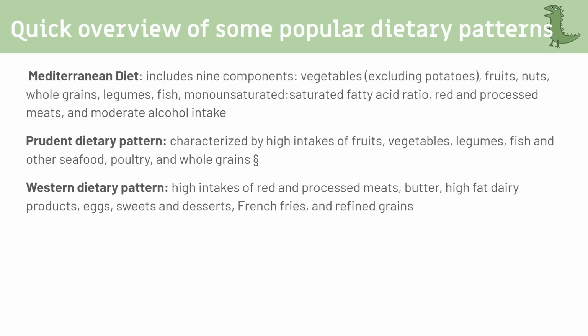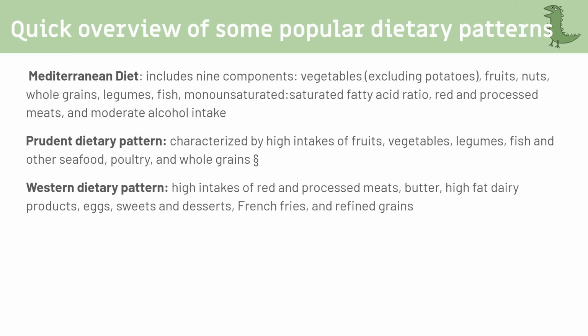Yeah, the Mediterranean diet has a lot of veggies, except your starchy veggies like potato, a lot of fruits, a lot of nuts, a lot of whole grains, like wholemeal bread for instance, a lot of fish, a lot of those good acids from the fish.